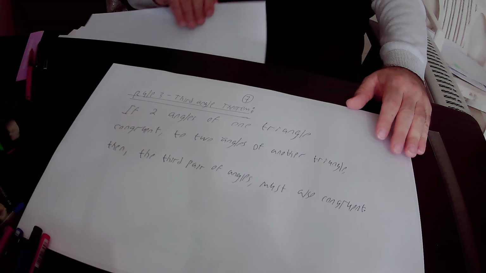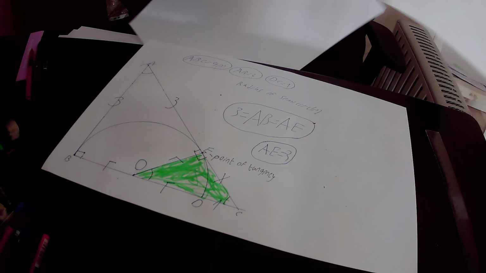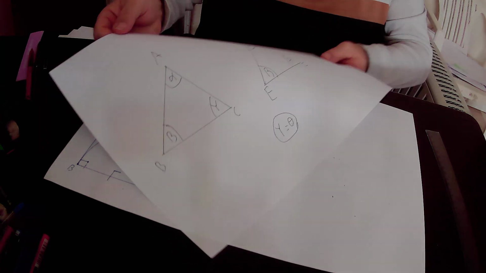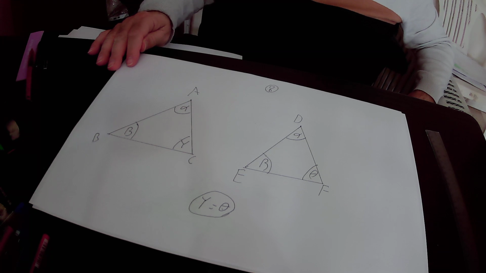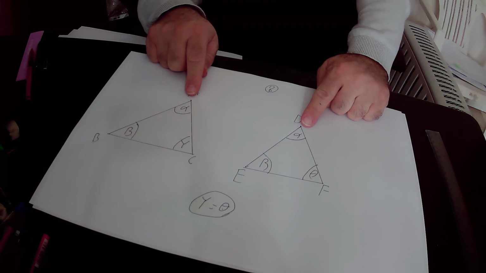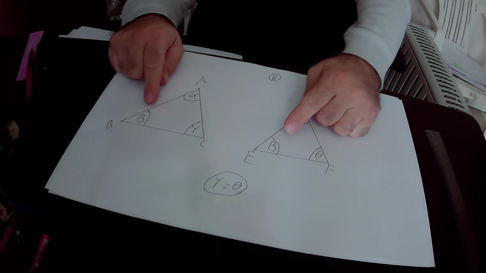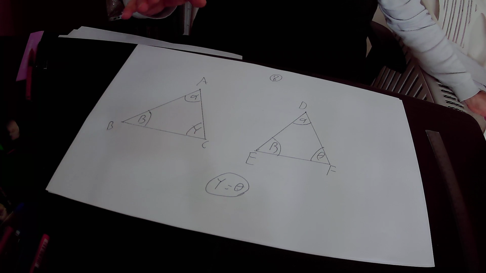So what is the meaning of rule number 3? The meaning of rule number 3, the third angle theorem, is that if we have those two triangles, triangle ABC and triangle DEF, and they actually have two pairs of angles that are equal to each other. Those two angles are both equal to alpha, and those two angles are both equal to beta. So we have two triangles with two pairs of angles that are equal to each other.